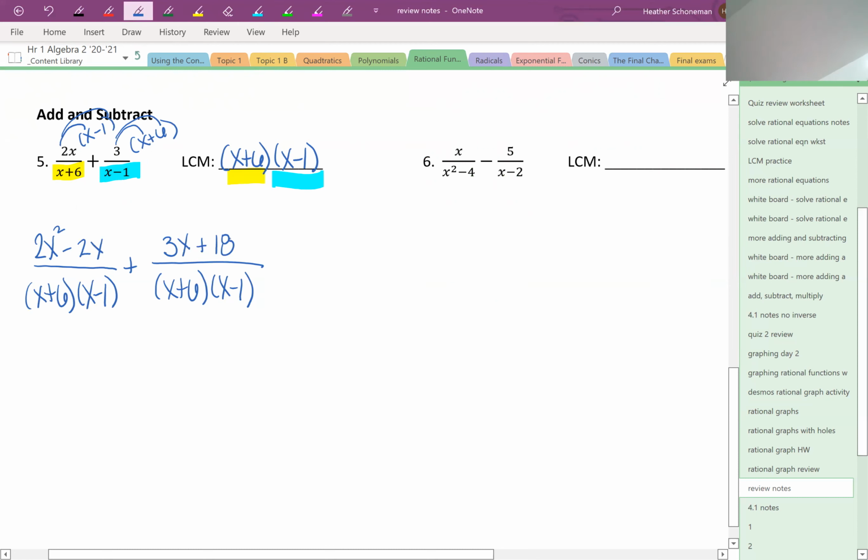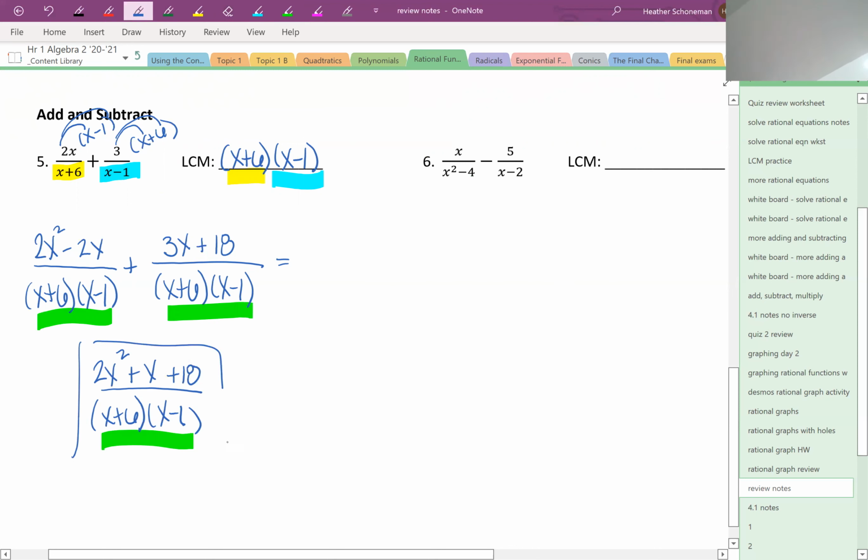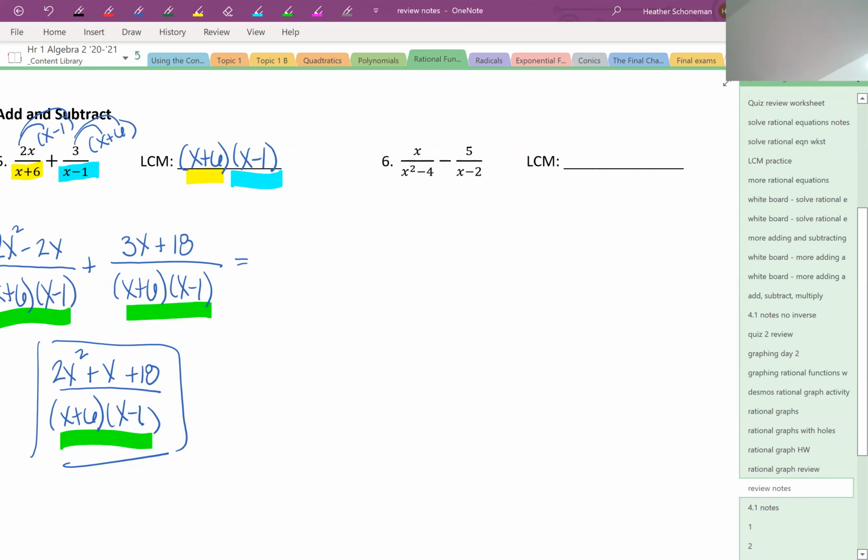Now I have two fractions, and their denominators match. So now I'm going to combine them and merge them into one fraction with the same denominator. So my denominator is still that least common multiple of x plus 6, x minus 1, but now I'm going to merge what's in the top, which would give me 2x squared plus x plus 18 when I combine like terms. Now, I could check to see if the numerator factors. On that one, its leading coefficient is not 1, so I'd have to split the middle term. 2 times 18 is 36, but there's nothing that's going to multiply to positive 36 and add to 1, so that one will not factor, therefore it won't simplify any further.